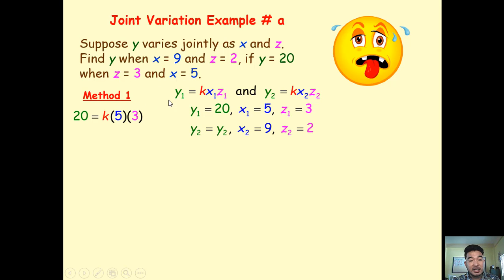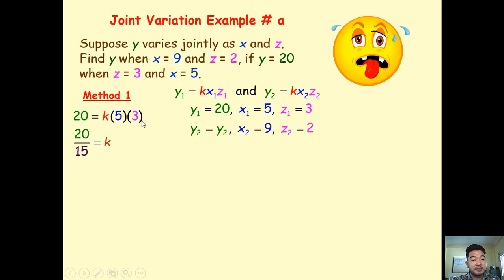20. So, this is the first equation. Sinabstitute lang natin. Y sub 1 is 20. K is the unknown. And then x sub 1 is 5. Ayun siya. And z sub 1 is 3. Pinalitan lang natin yung first equation ng kanyang mga values. So, eto na ngayon siya. Then we simplify it. So, you will have 20 is equal to k times 5 times 3.